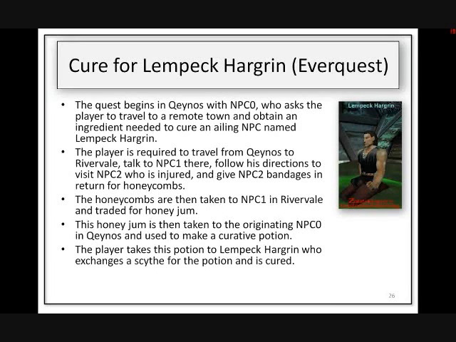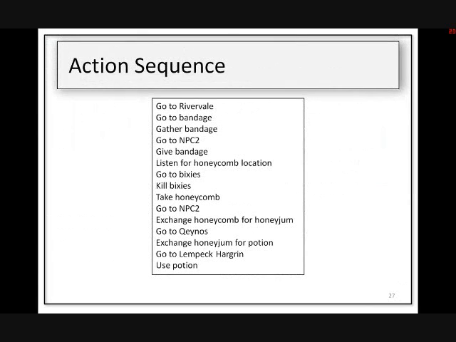Honeycombs get taken to NPC 1 in Rivervale, traded for honey jum. Honey jum is taken back to the originating NPC 0 in Kanos and used to make a curative potion. The player takes the potion to Lempek Hagren, who exchanges a scythe for the potion and is cured. Okay. So the action sequence then looks like this. Go to Rivervale, go to the bandage, gather the bandage, go to NPC 2, give them the bandage, yada yada. Okay, all the way down to use potions. So that's the atomic actions that need to take place to achieve this quest.